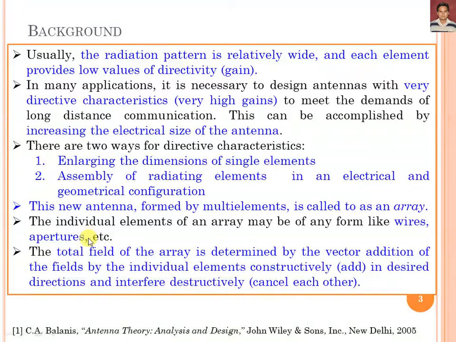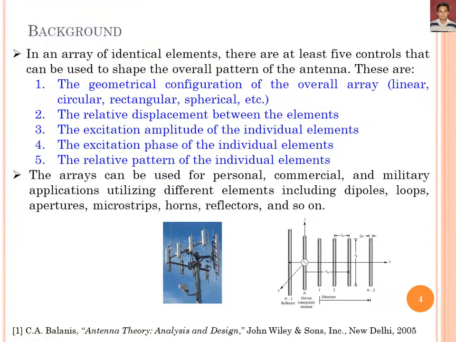When we are using multiple elements, we can calculate the total field of an array, and it is equal to the vector addition of the fields radiated by the individual elements, adding constructively in the desired direction and interfering destructively, I mean cancelling each other, in other directions. This is the basic phenomenon we use to analyze the array, in the form of wire antennas or aperture antennas.